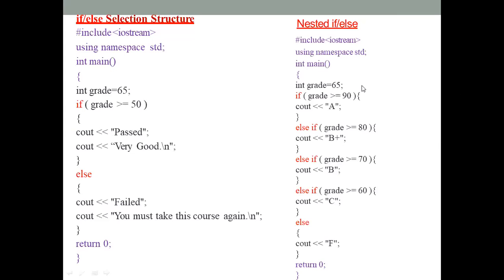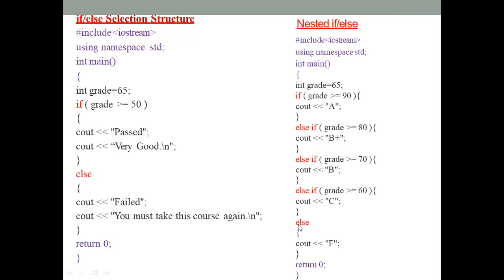Okay, so here again, this student gets 65 marks. The first condition says that if the student's grade is 90 and above, the student will get grade A. If 80 and above, B plus. If 70 and above, B. If 60 and above, C. So these are all the conditions.